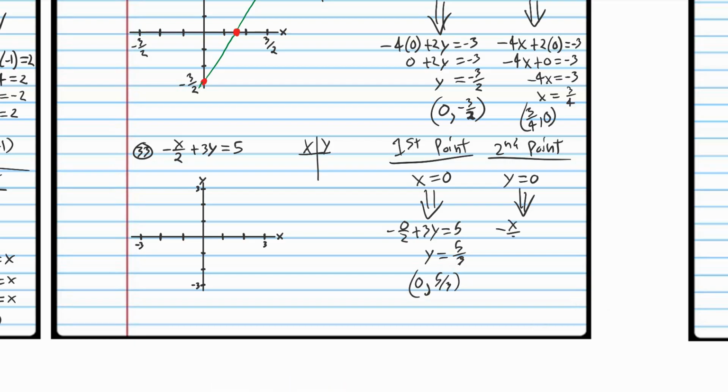So -x over 2 plus 3 times 0 equals 5. 3 times 0 is 0. And so -x over 2 equals 5. We're going to multiply both sides by -2. We have to get rid of the 2 and the negative. So you have to multiply both sides by -2. And you get -10. So our point is -10, 0. Alright, so we're going to have to definitely change the scale there.